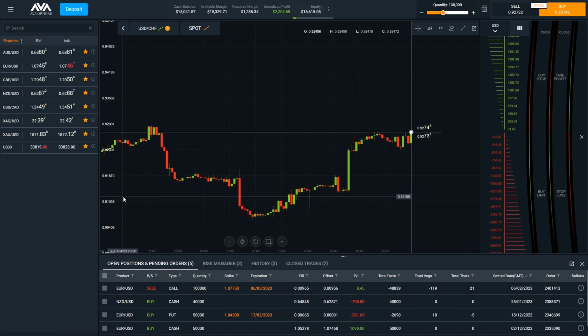In the center of the screen is the chart. The chart is where we do all of our work. This interface is purely chart-based trading, and I'll show you what I mean.